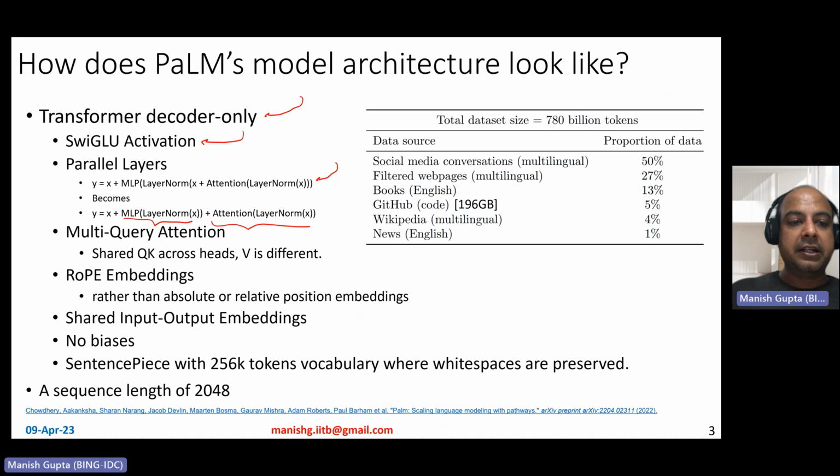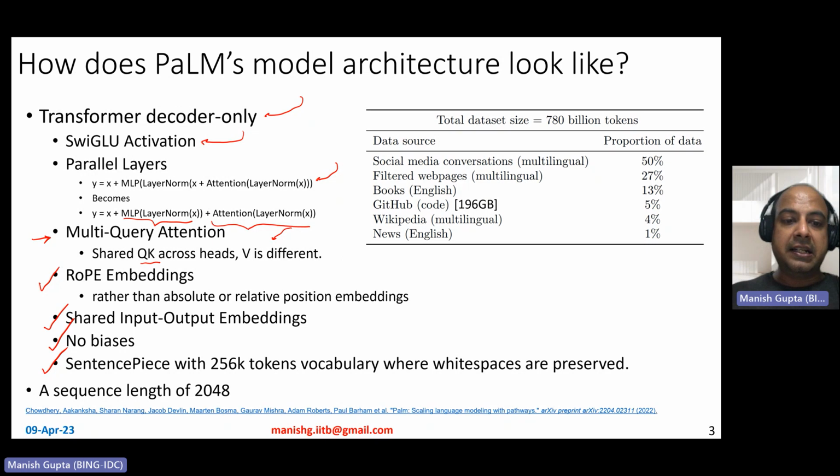So that's that. It also has multi-query attention, which basically means that while in a typical transformer model, for every head, there is a query, key and value vector created. But in a multi-query attention scenario, you share the same keys and values across heads, only the query is different. So that's that. It also uses RoPE embeddings rather than absolute or relative position embeddings, and shared input-output embeddings. So the vocabulary embeddings at the input and output are shared, and no biases. So anywhere in the model, neurons don't have biases.